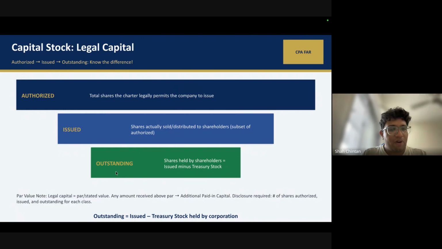So what is the formula for the outstanding number of shares? It means total shares which are issued by the company minus shares which are taken back as a buyback or treasury stock.